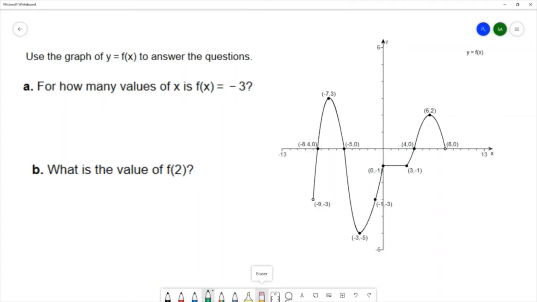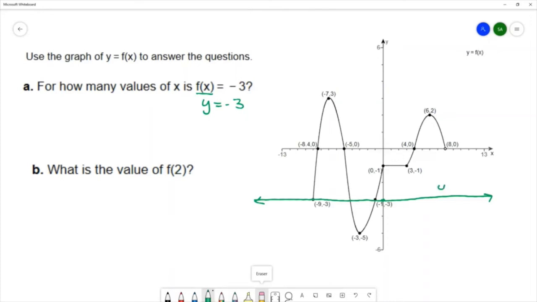So we have to keep in mind that f of x is the same thing as y. So what we're really saying is how many values of x have y equal to -3? To figure that out, I can go on my y scale to where y is equal to -3 and draw a horizontal line. And I want to think about how many times that horizontal line is crossing the graph.